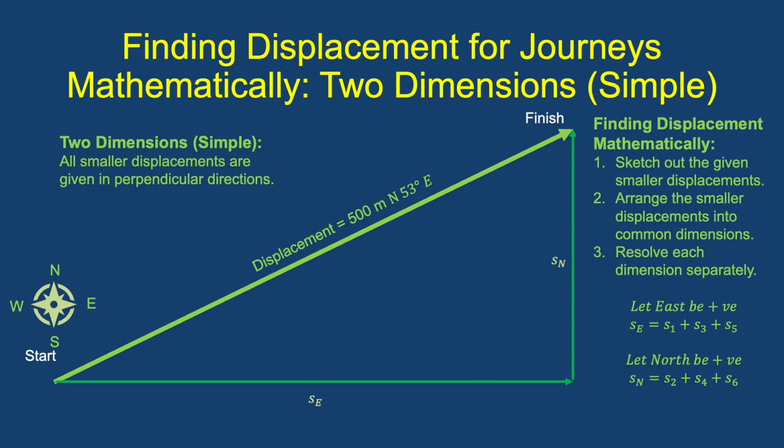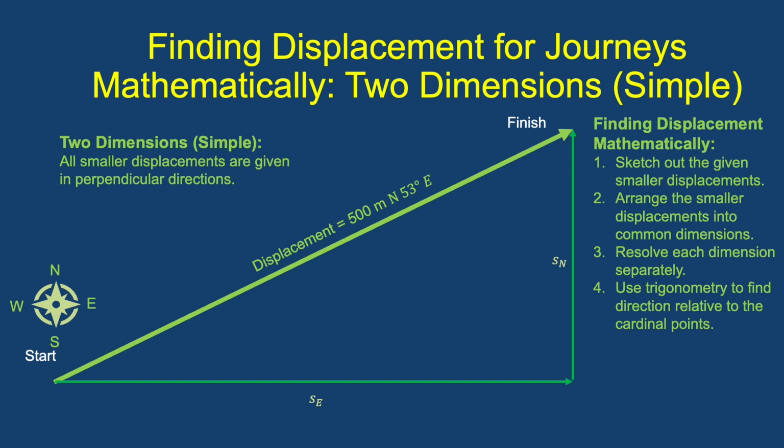Do you guys remember Pythagoras? The square of the hypotenuse is equal to the sum of the squares of the 2 other sides. And do you remember your trig? SOHCAHTOA. So looking at this one, if I wanted to figure out the angle above the horizontal for that displacement vector, I'd look at the angle theta just here, and I'd say, tan to the neg 1 of the opposite over the adjacent. SOHCAHTOA. Finding displacement for journeys mathematically, 2 dimensions, simple.